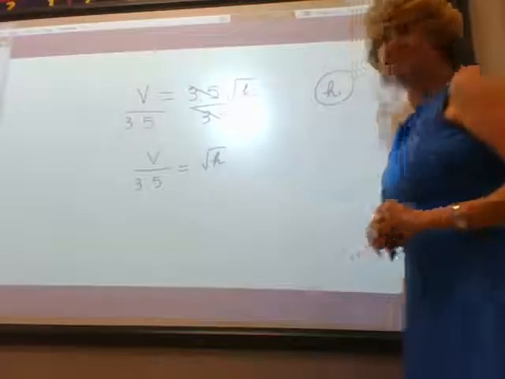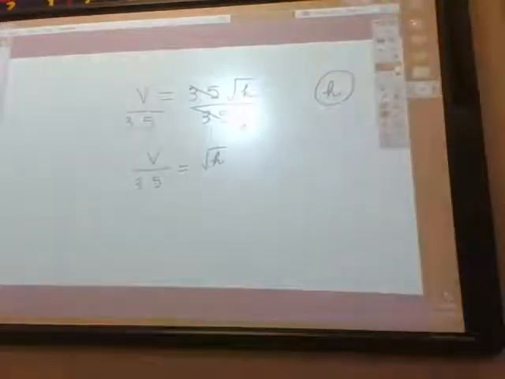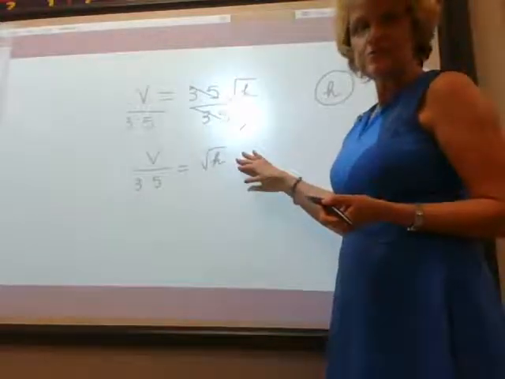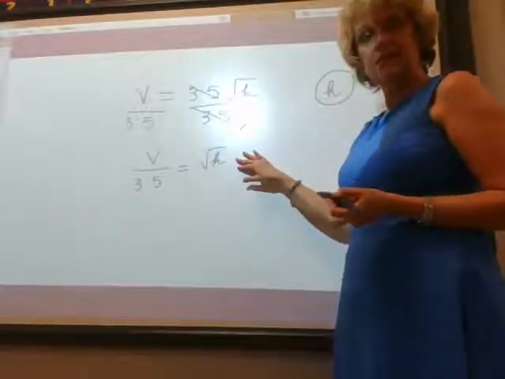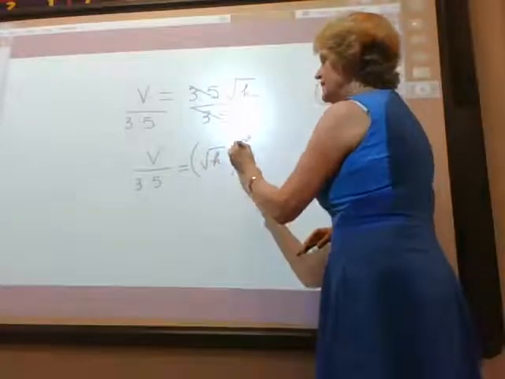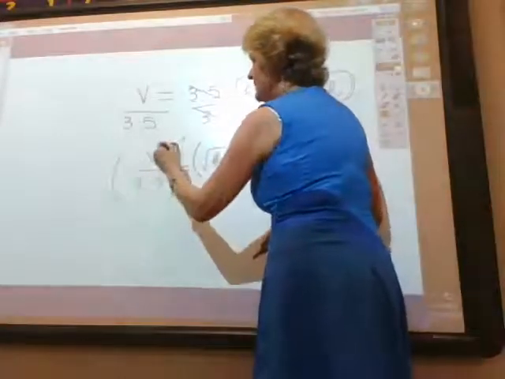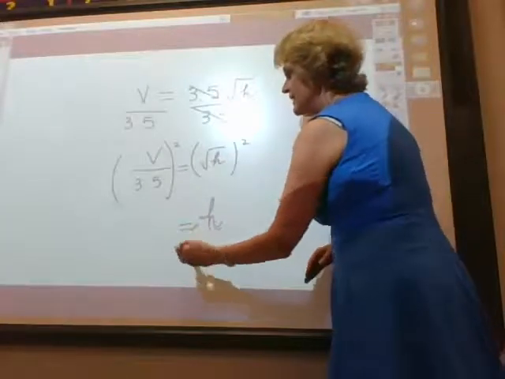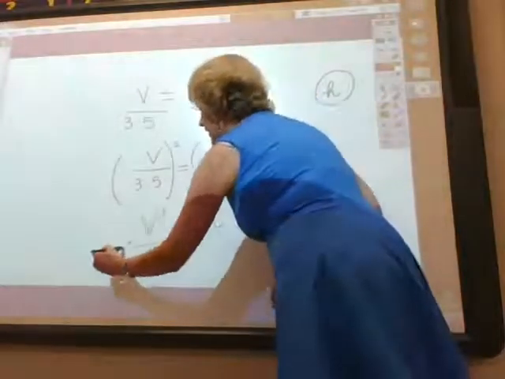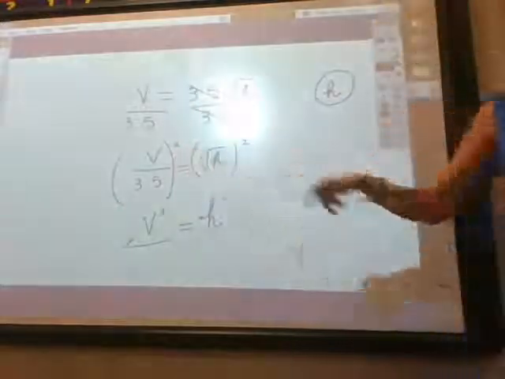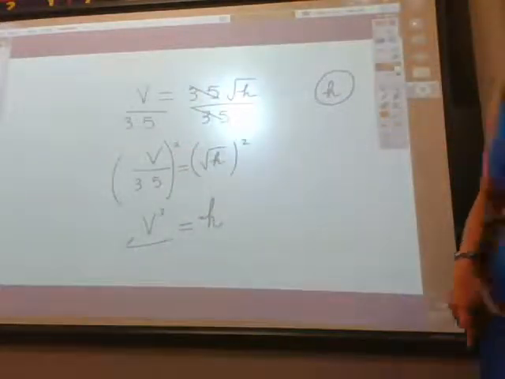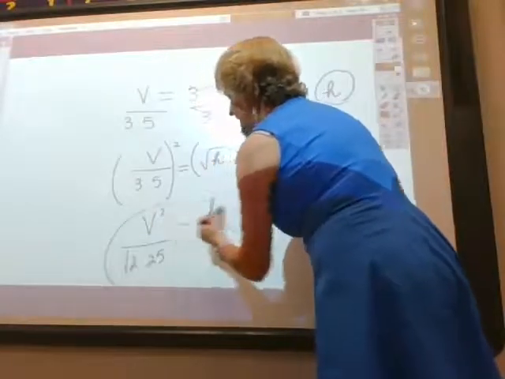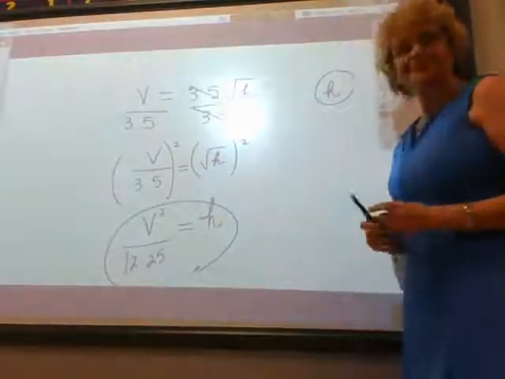Hopefully you all can see that. Then I don't want square root of h, I just want h. So how do I get it out of that radical? You're right, I square it. If I square one side, I have to square the other side. So 1h is equal to v squared over 3.5 getting squared, and according to the book, that is 12.25. It's that simple, okay?